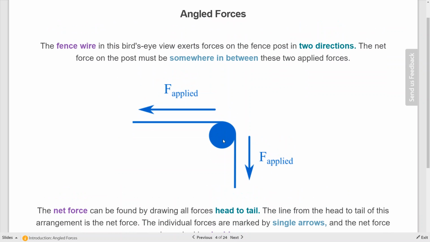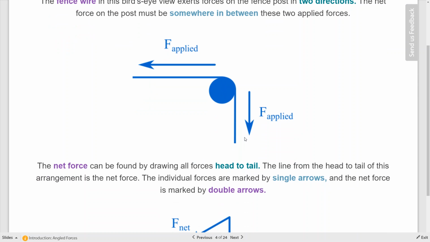Here's a fence post as you're looking down from it, and there is a wire getting pulled that way and pulled that way. So imagine you're tightening the wire by pulling it in two separate directions. There's a force that way and a force that way. The net force must be somewhere in between. So there must be a force going this way, if you follow my cursor, because that's going to be the resultant if you put those two vectors together.